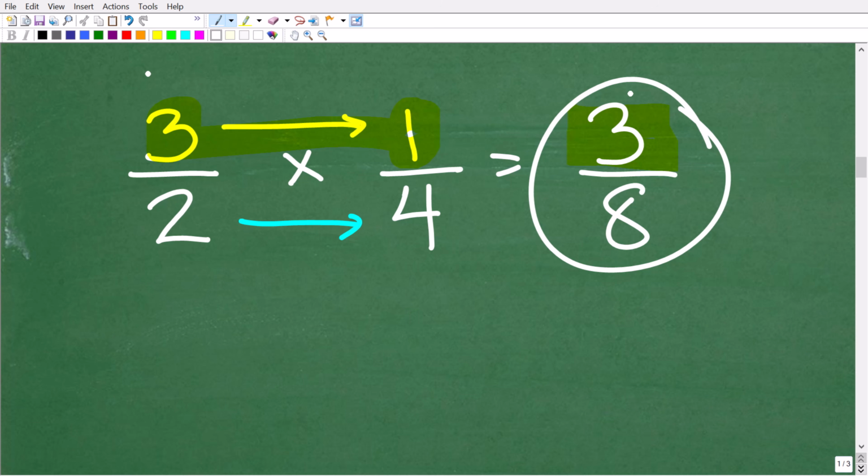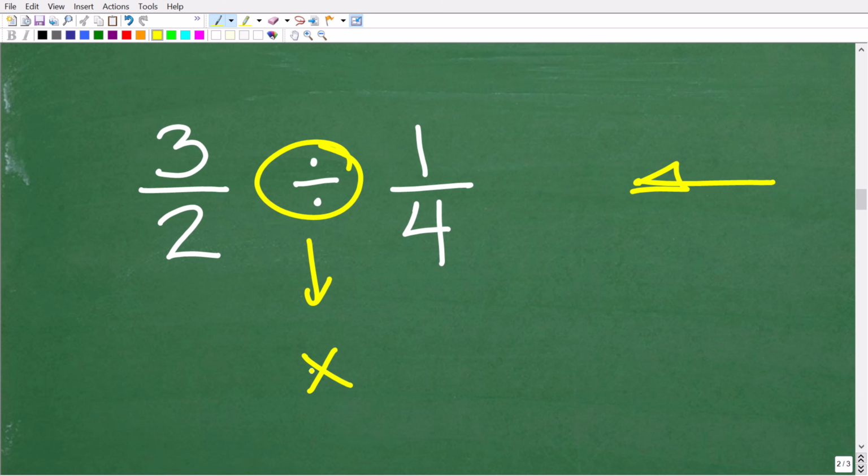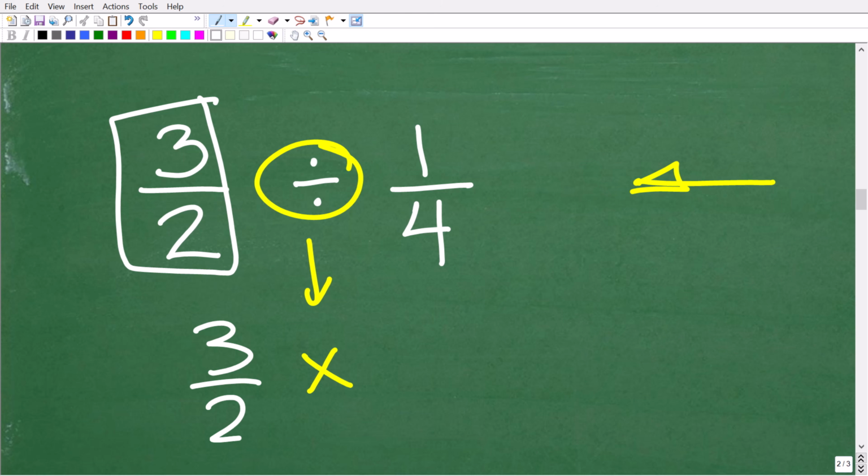Okay, so now that we understand how to multiply fractions, dividing fractions is just as easy. So here's our last problem. We have 3/2 divided by 1/4. So as I indicated, if you know how to multiply fractions, well, then you'll know how to divide fractions, because what we're going to do here is change this problem into a multiplication problem. Okay, so how are we going to do this? Well, what we're going to do is keep the first fraction the same. So we're going to have a 3/2 here, and we're going to have 3/2 times what?